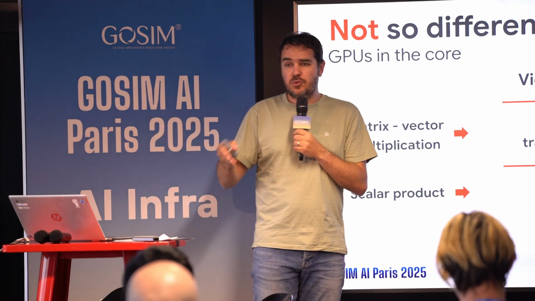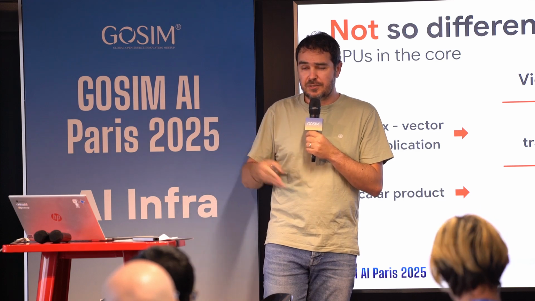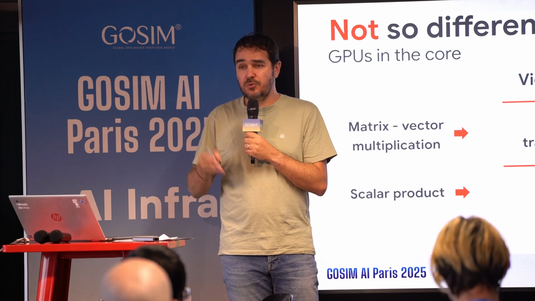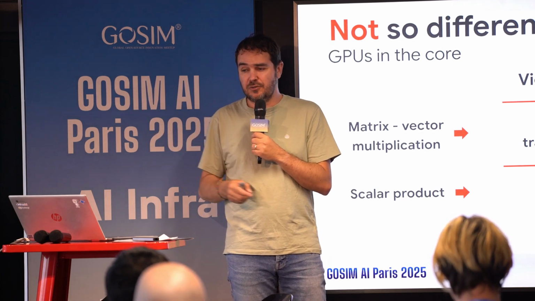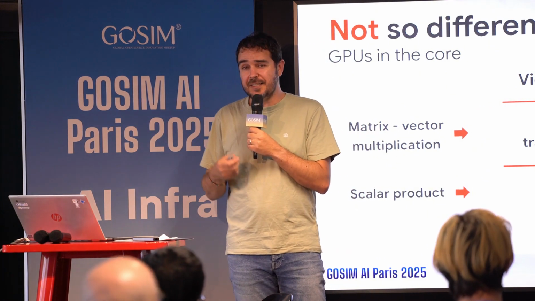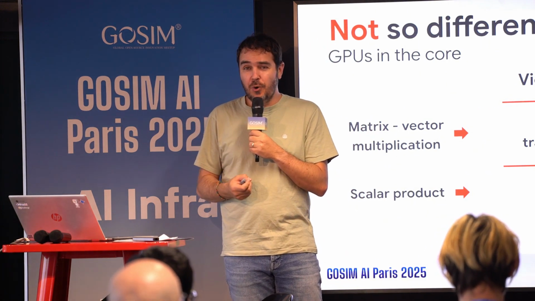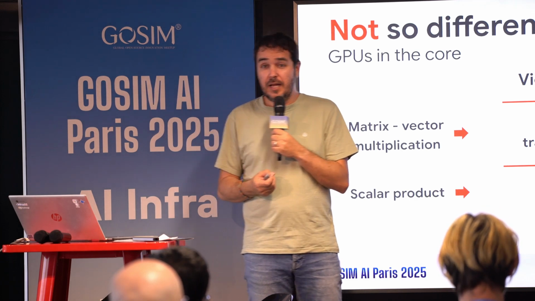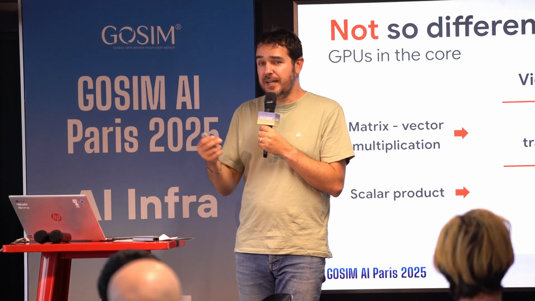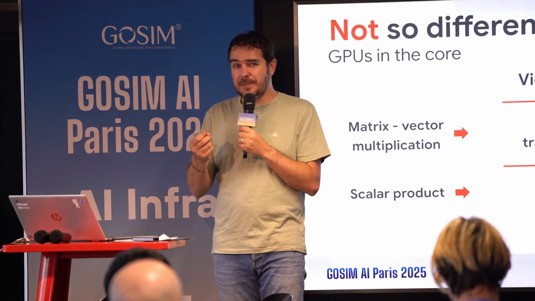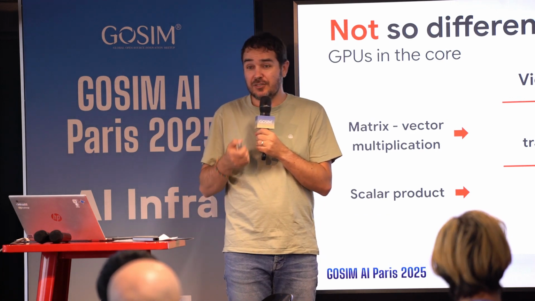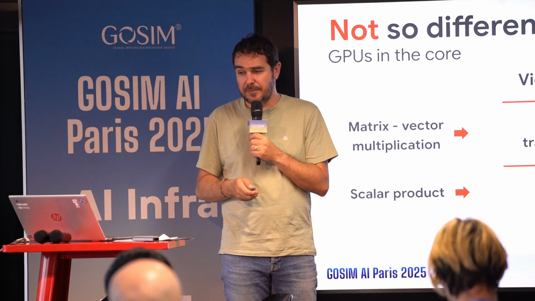In video games, you have vectors and matrix multiplications, and you also have scalar products for the light effects. And in LLMs, you have tokenization and embeddings for the matrix vector multiplications, and you also have neuron alignment and activations when you are using the scalar products. And that's why GPUs are very, very useful when you are using LLMs, because the concepts and the mathematical tools and functions are the same in video games and LLMs.